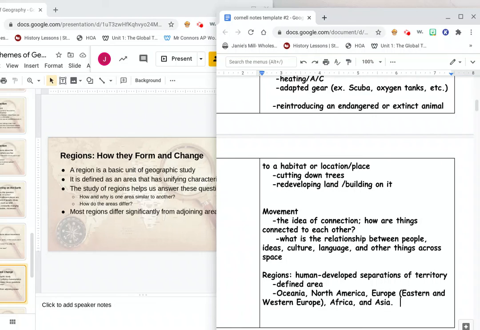Some regions can be further developed from there. There's East Asia, there's the Caribbean, and so on and so forth from there. But one of the key ideas for a region is that it is different in some way from other parts of the world, particularly the ones that it is right next to. Africa is dramatically different than Asia, which is dramatically different than Europe.